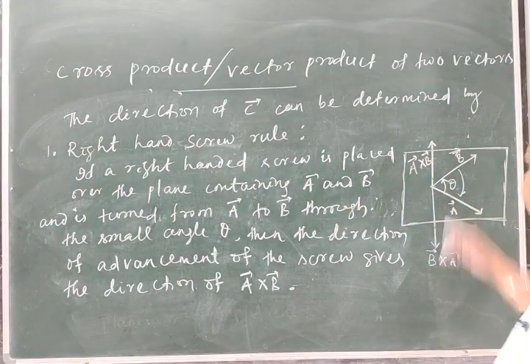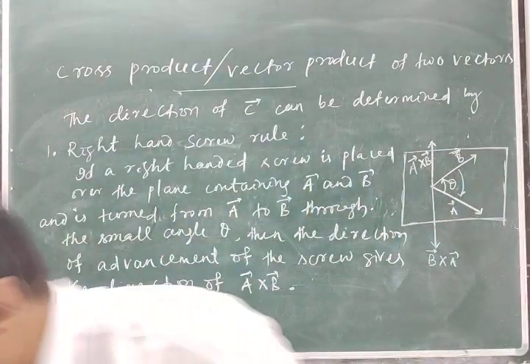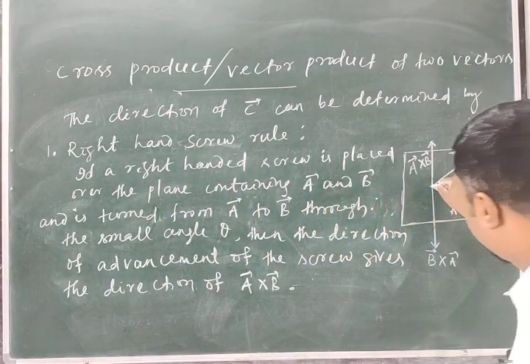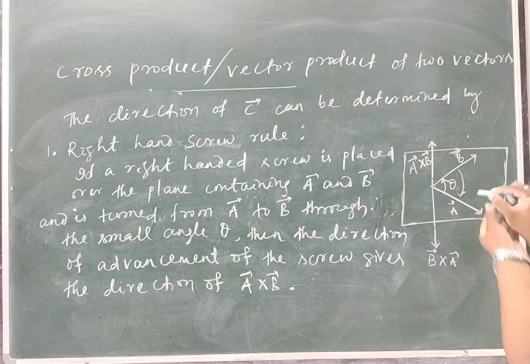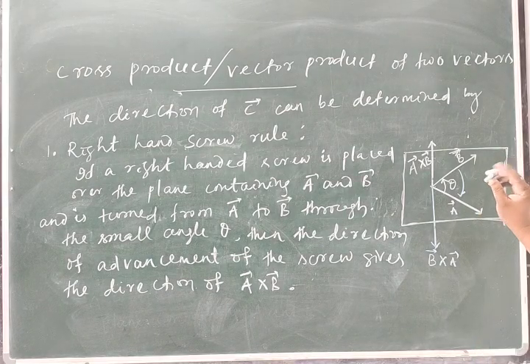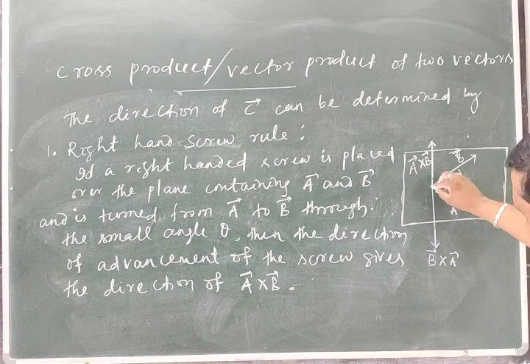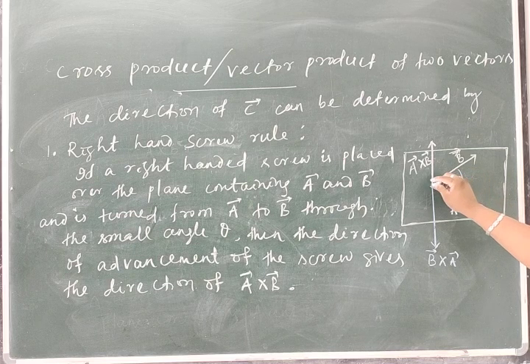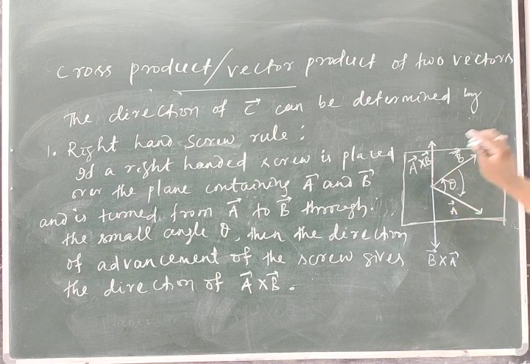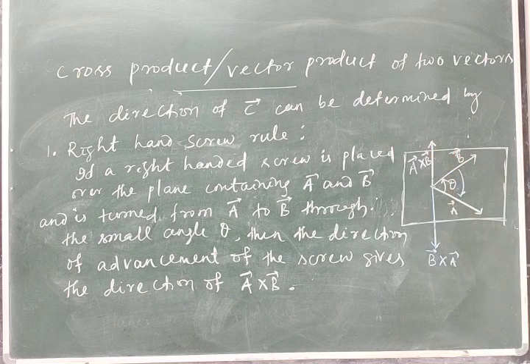Clear? So if you do this same procedure, pick that in the right hand. Suppose you are finding A cross B. Now if you rotate the screw like this with your right hand, what about the tip? If you are finding A cross B, the tip advances in this direction. So it is a perpendicular outward direction in your right hand thumb rule. If you rotate like this, the screw will come outward.